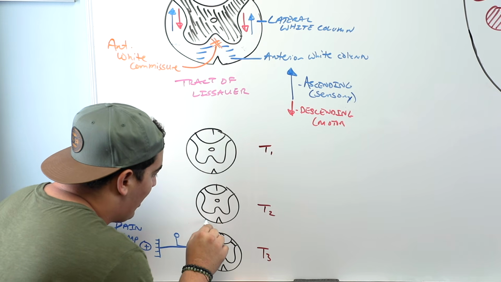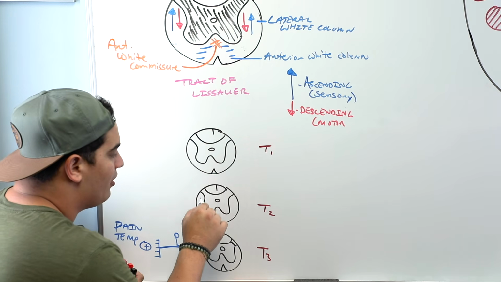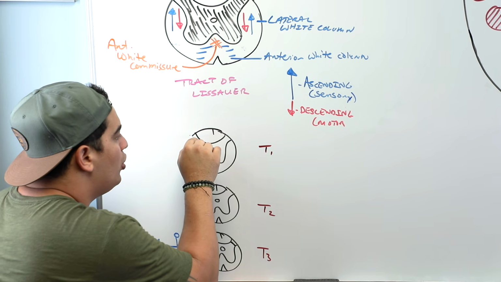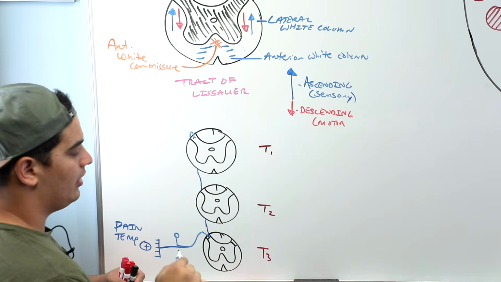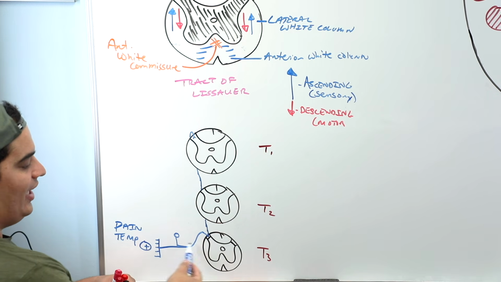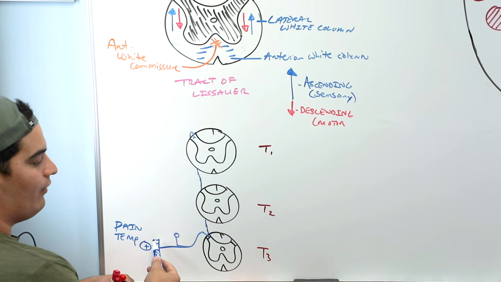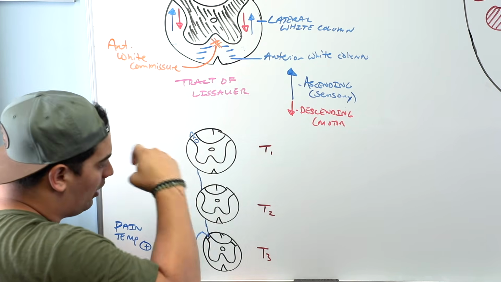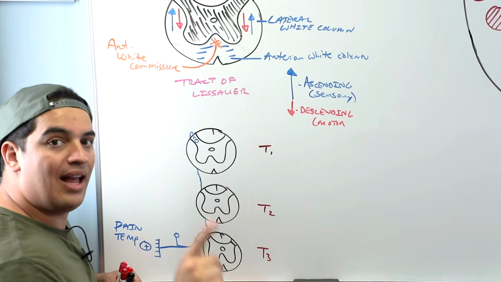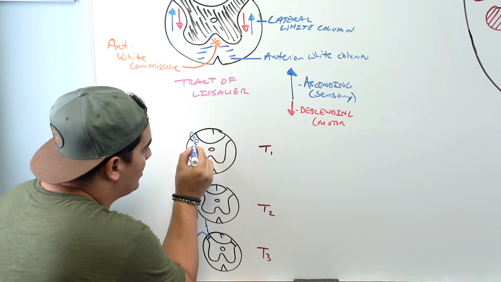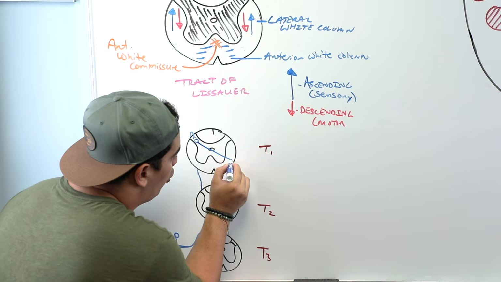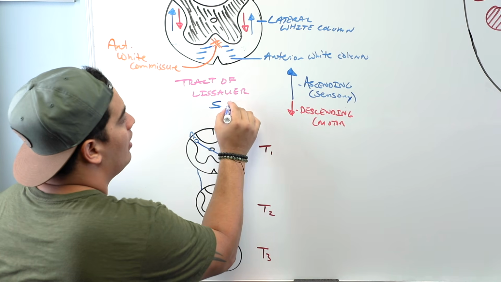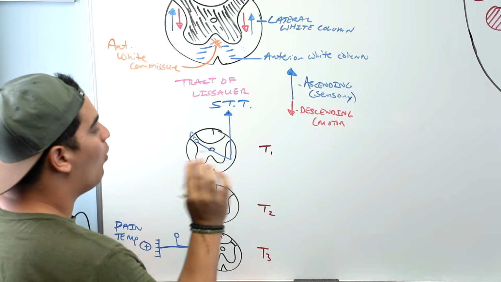And what this tract allows for is it allows for these pain and temperature fibers to ascend up 1 or 2 spinal cord segments. So you see how there was a pain and temperature sensation that were coming from the T3 spinal cord level? It actually won't synapse onto the posterior gray horn until it ascends 1 to 2 levels. Then it'll synapse on the cell bodies here in the posterior gray horn, cross over, and then ascend upwards via the spinothalamic tract. Why is that important?